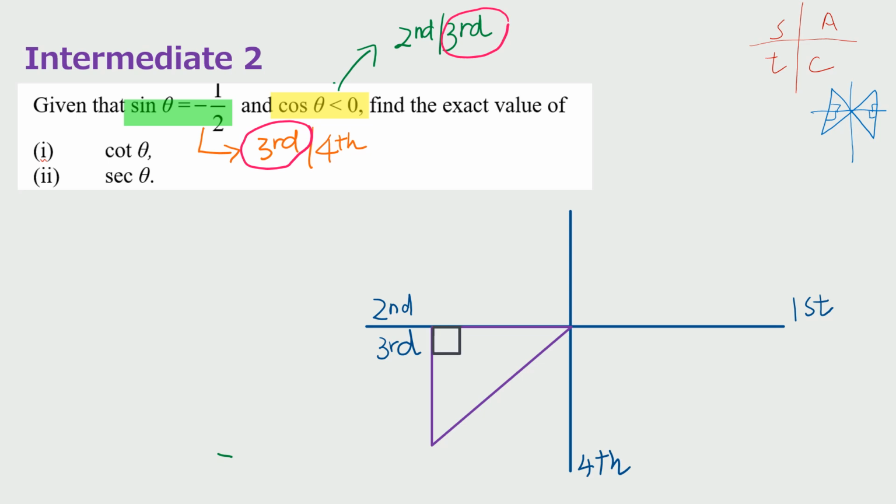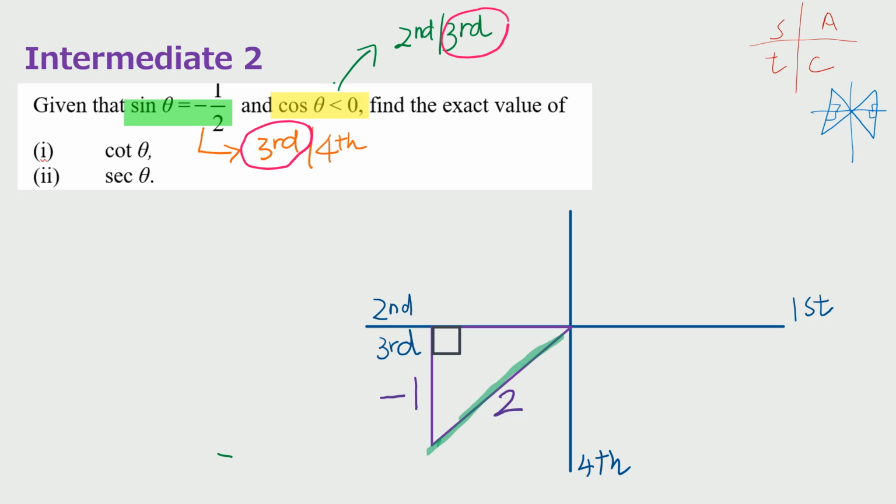Right, so sine theta is negative half. So negative half will be opposite over hypo. Now your hypo refers to this one here. The hypo is actually the radius of your unit circle, so it's always positive. So that will be positive 2. And yes, that line is below the x-axis, so the negative will go there. And the hypo is positive.